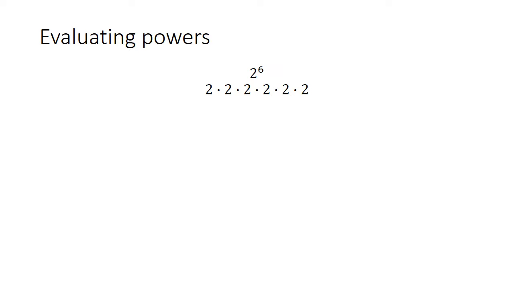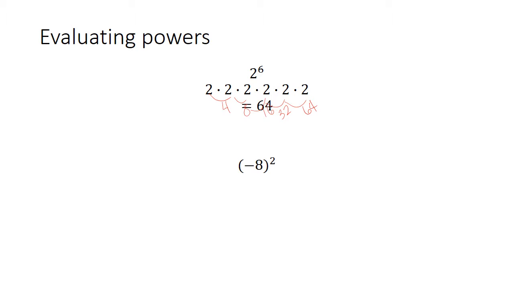So 2 times 6 would be 12. But what's 2 to the 6th power? Well, 2 times 2 is 4. 4 times 2 is 8. 8 times 2 is 16. 16 times 2 is 32. 32 times 2 is 64. So 2 to the 6th power is 64.